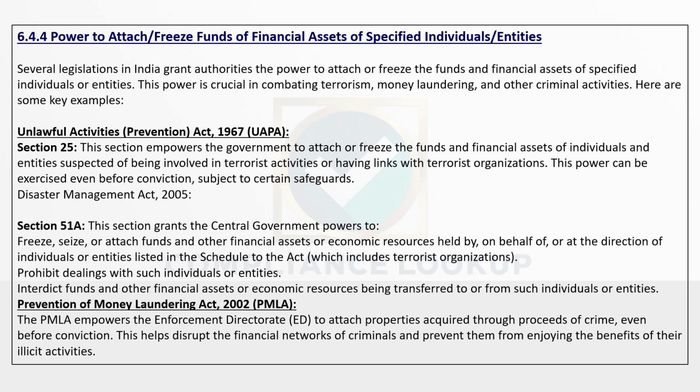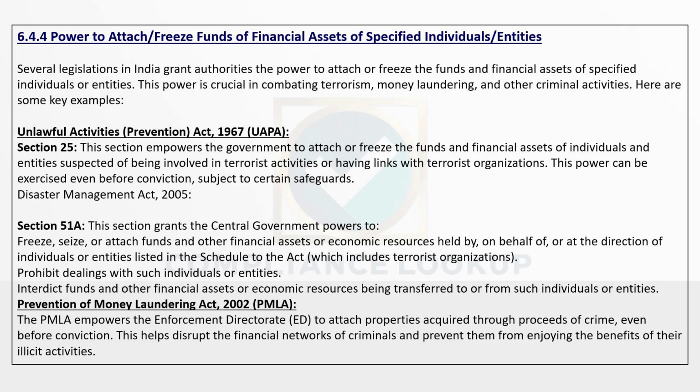3. Prevention of Money Laundering Act 2002, PMLA. The PMLA focuses on preventing the laundering of money, which includes the act of hiding or legitimizing funds earned through criminal activities like terrorism or organized crime. Powers under PMLA: the Enforcement Directorate has the authority under PMLA to attach properties or freeze assets that are acquired through criminal activities even before the person is convicted. This helps stop criminals from enjoying the profits of their crimes and disrupts the financial networks they rely on.